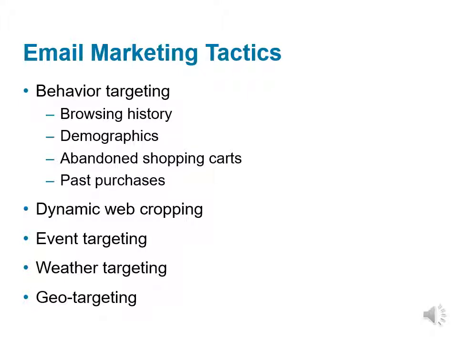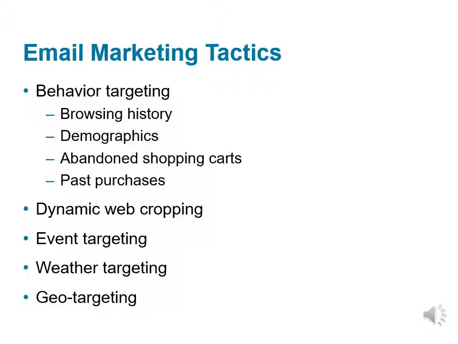Companies have several options in terms of email marketing. Mass emails are not successful. They must be targeted. Behavioral targeting can be based on a person's browsing history, demographic characteristics, abandoned shopping carts, and past purchases. Dynamic web cropping involves placing a live snippet of content within the email.